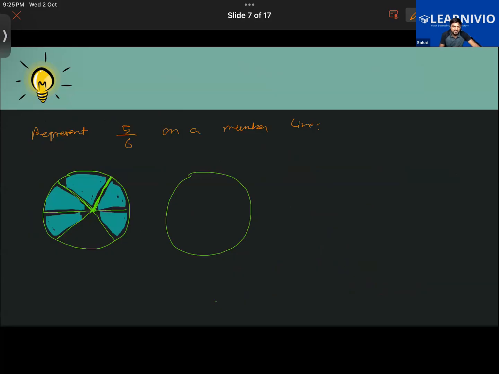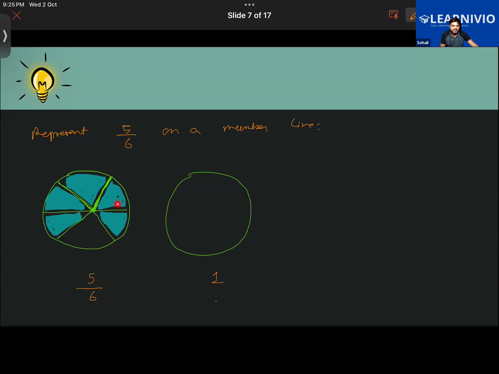By the way, another way to look at this is that you have the circle, and in how many parts has it been divided? How many parts are there? 1, 2, 3, 4, 5, and 6. And how many of the parts have been colored out of the 6? 5. And what about this circle? How do we represent this? We represent it by 6 by 6, whole, basically 1.